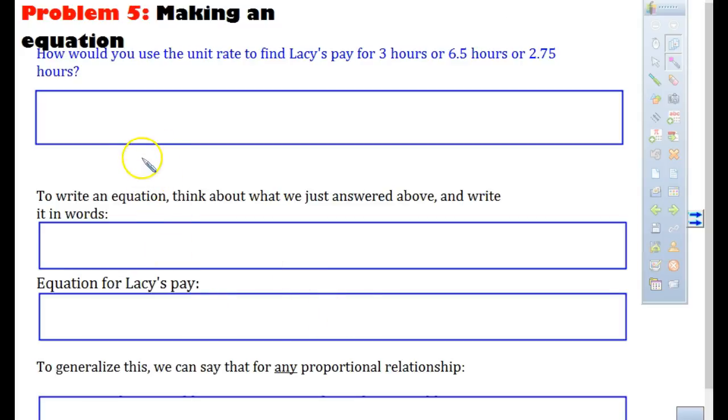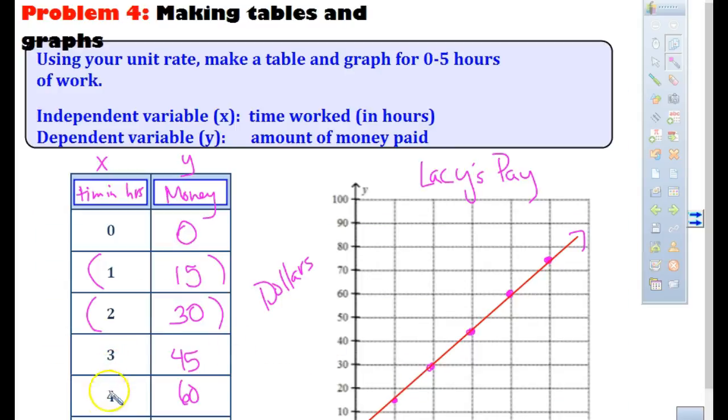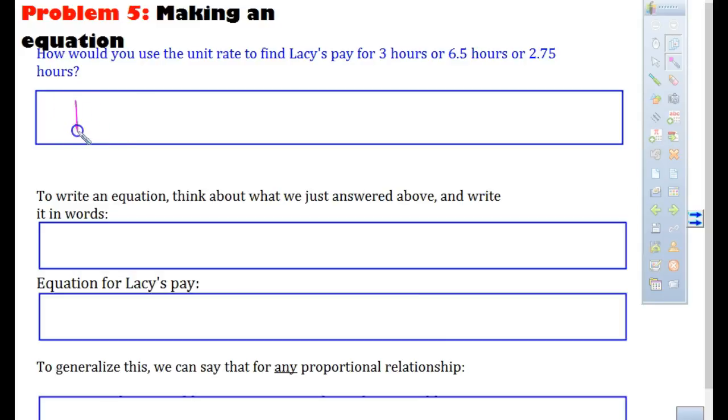What would I want to do with my unit rate to figure that out? What could you have done in this table? If I work 4 hours, how do I figure out how I got 60 besides adding 15 each time? How else could I have done it? Could you multiply it? I could multiply. And what would I multiply, Kennedy? 4 times 15. Right. So what we are going to put down here is we want to multiply the unit rate, right? Her unit rate was 15. We want to multiply our unit rate by time.